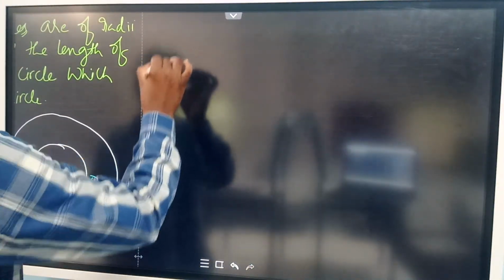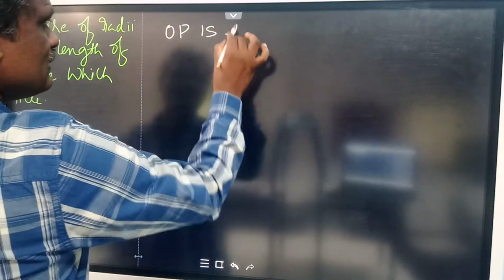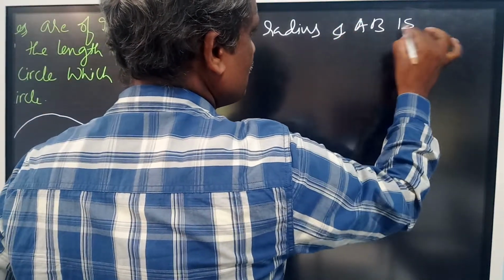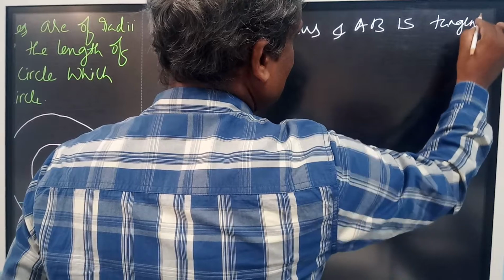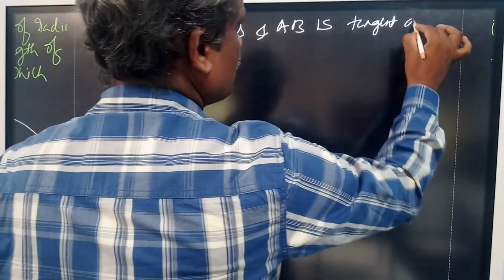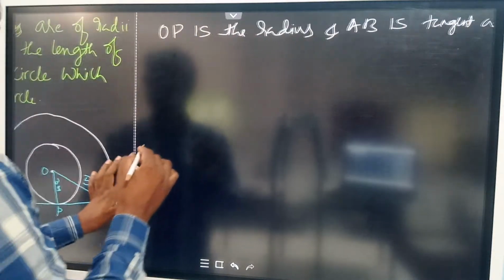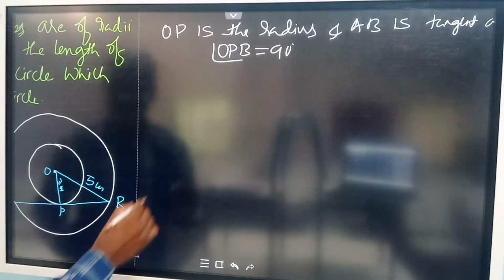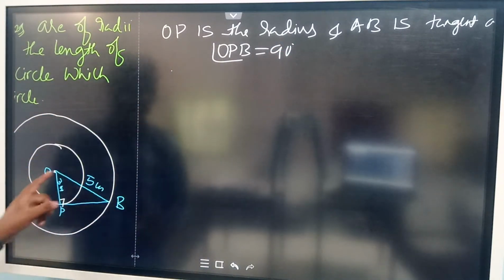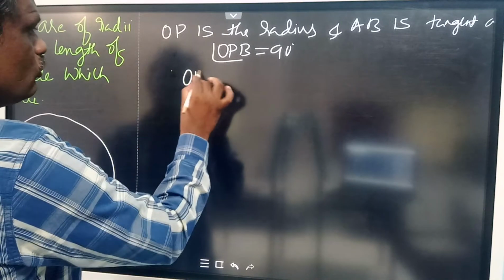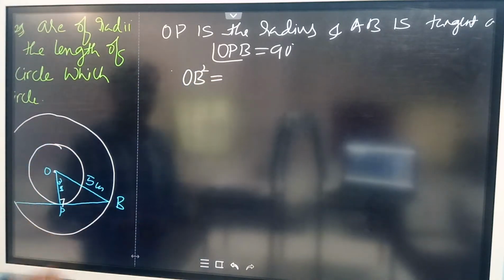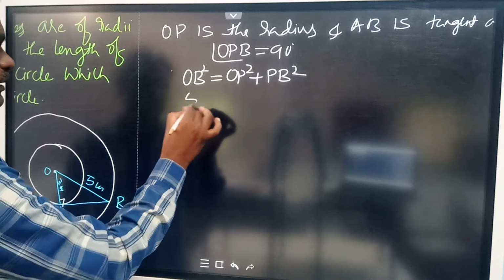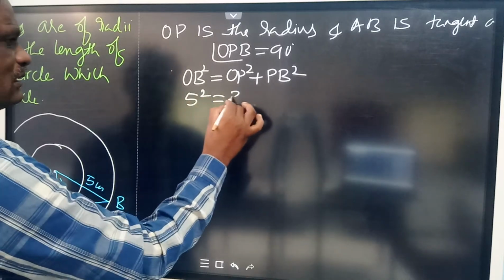So let us write, OP is the radius and AB is tangent at P. Therefore we can write angle OPB is equal to 90 degree. Apply Pythagoras theorem. Here this is 90 degree, meaning opposite to that is the hypotenuse. OB square is equal to OP square plus PB square. OB square is given 5 square, OP square is given 3 square.